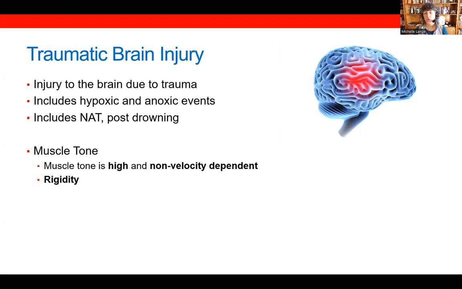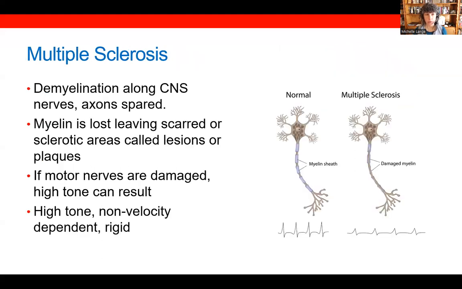If this occurs close to birth, sometimes up to 2 years old, depending on the doctor, this can be classified as cerebral palsy or traumatic brain injury. Muscle tone tends to be very high and non-velocity dependent in this population, and rigidity is very common.